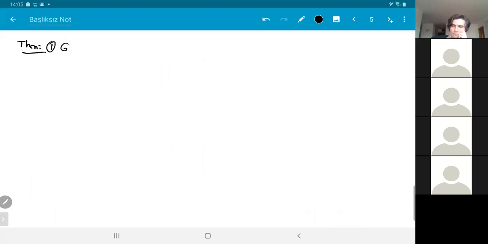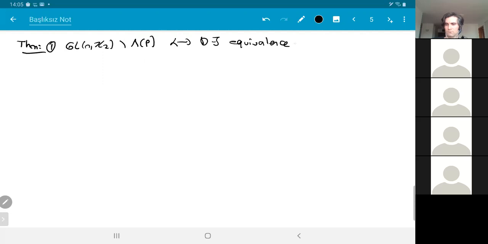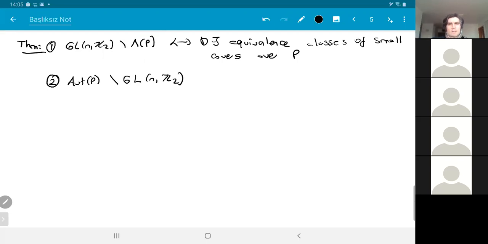Okay. Turns out that there is a bijection between the orbits of the action of the general linear group and DJ equivalence classes. I mean, this follows from the previous theorem, equivalence classes of small covers over P. And the orbit space of the action of the automorphism group corresponds to equivariant homeomorphism classes.